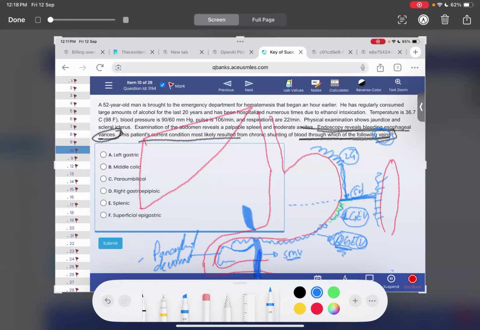This goes under the stomach and joins with the superior mesenteric vein. When this joins over here, the name changes: portal vein. Perfect. This is called your portal vein. When the superior mesenteric vein and splenic vein join, the name changes to portal vein.